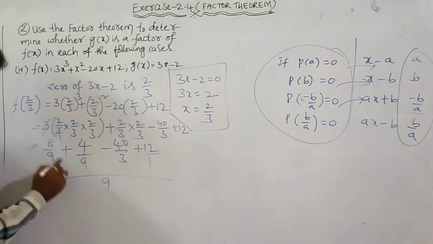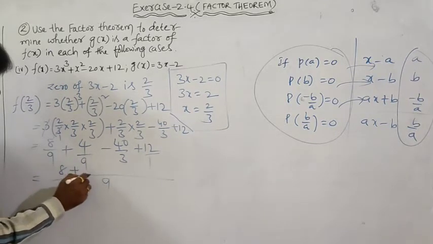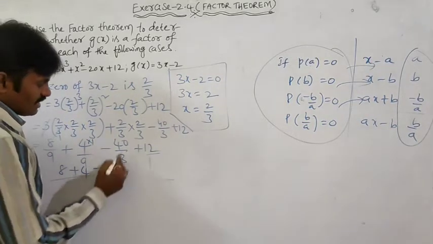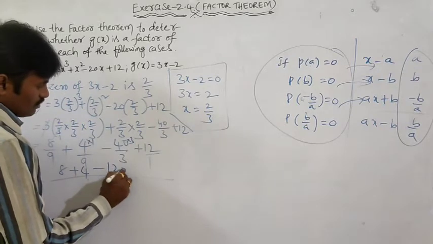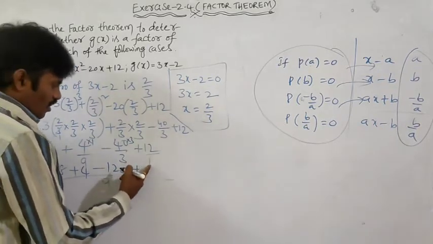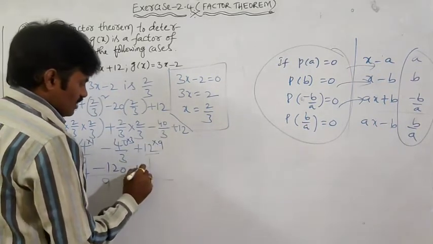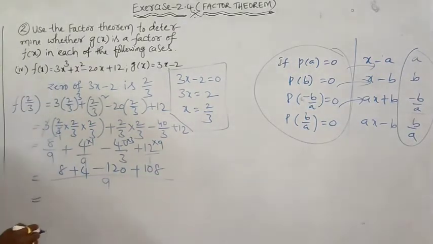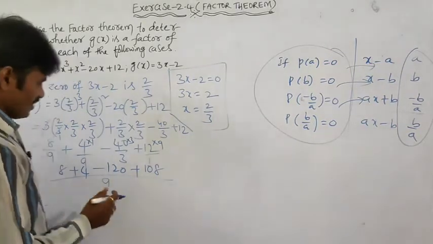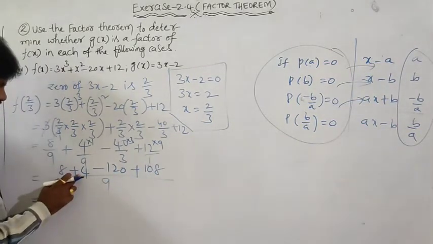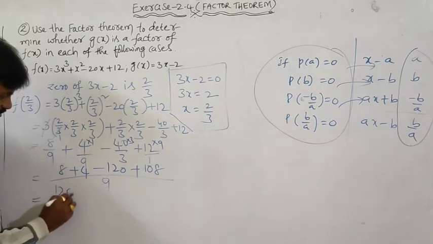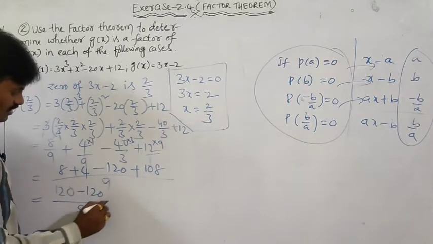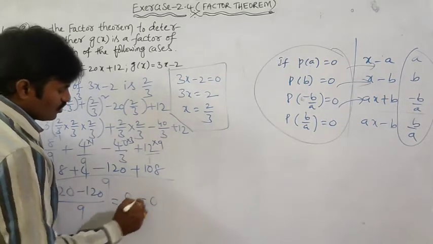So 9 divides 9 one time, so 8 1s are 8, plus 9 divides 9 one time, so 4 1s are 4, minus 3 divides 9 3 times, so 40 into 3 is 120, plus 1 divides 9 9 times, so 12 9s are 108. Now simplify. According to BODMAS, add positive numbers first. 108 plus 4, 112 plus 8, 120. What are the negative numbers here? Minus 120. 120 minus 120, 0 by 9, that is equal to 0.